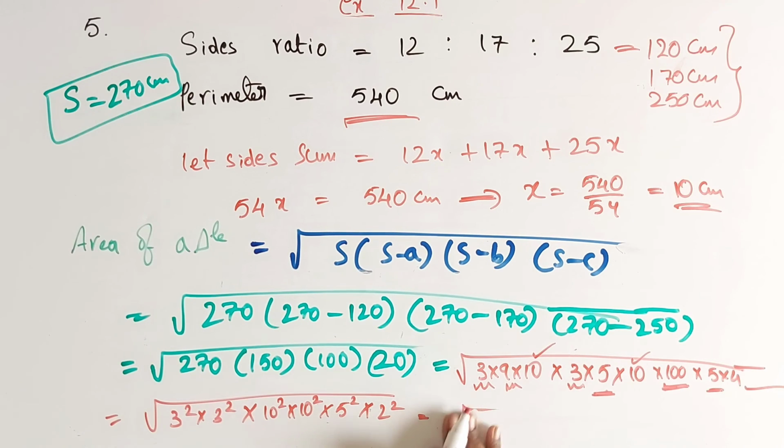So square and square root will get cancelled. Now I can write outside only 3 into 3 into 10 into 10 into 5 into 2. This equal to 3 3s are 9, 9 into 100, 900, 900 into 10, 9000 centimeter square is the area.